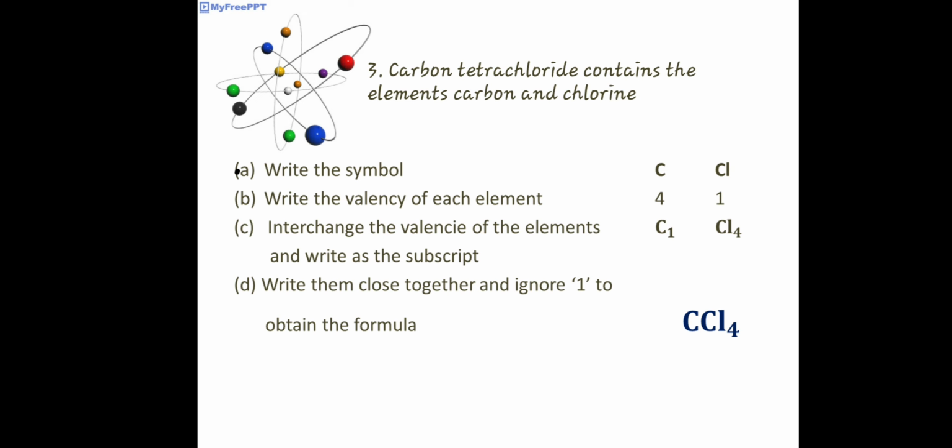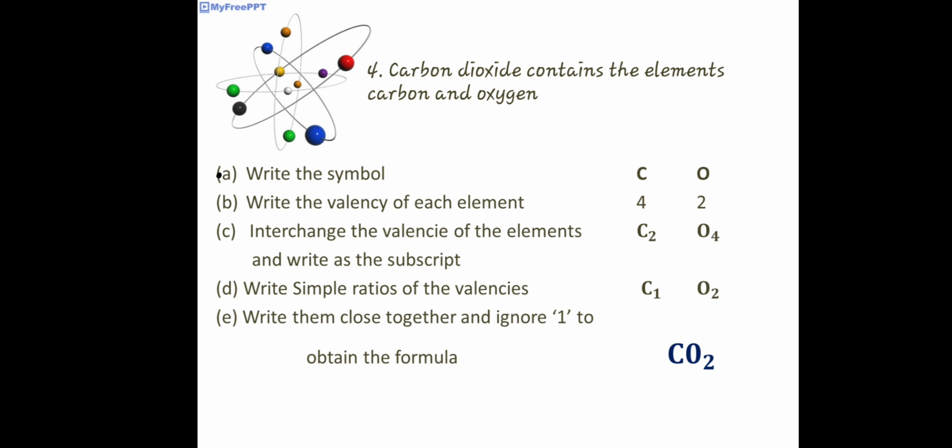Okay, so it's very simple, right? So how about carbon dioxide? Carbon dioxide contains 2 elements. What are those? We have carbon and oxygen. Of course, you have to write the symbol. We have carbon and oxygen, then also write the valency of each element, which is 4 and 2. So, this time, you have to interchange the valence number. So, from 4, the carbon here will now be 2, and the oxygen here we have 4.